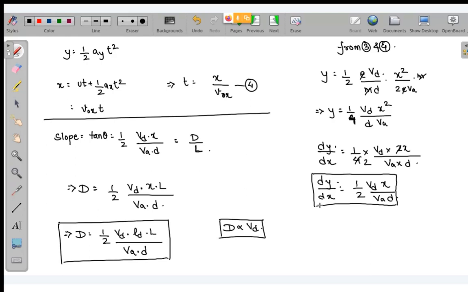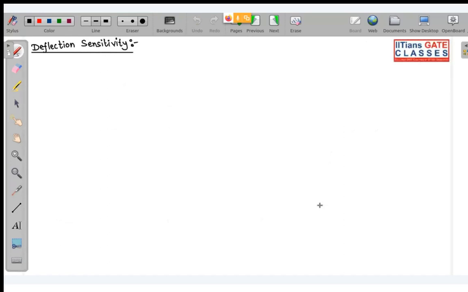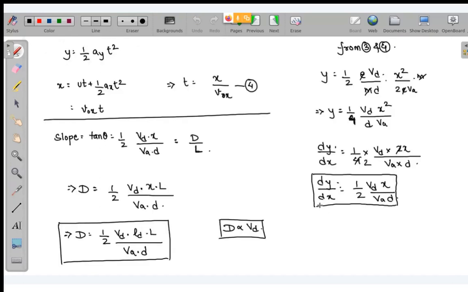Is it clear? Any doubt? So this is what we have studied about deflection with respect to the deflecting voltage VD. Now the next and last topic for today is deflection sensitivity. One thing, even I don't remember the formula.